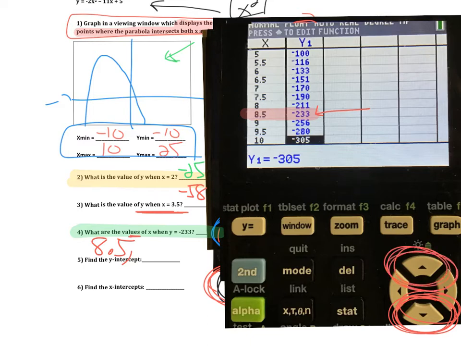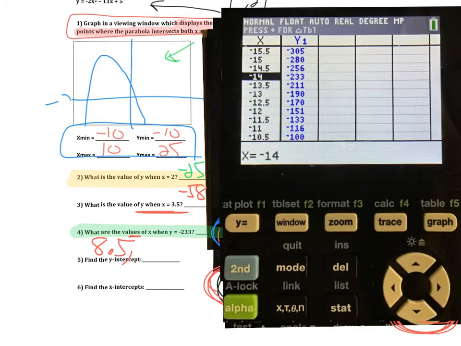Now I'm going to press up because the numbers are getting smaller again, but I have to make sure that my cursor is in the x column before I press up. And I kept pressing up until I see again y is negative 233 when x is negative 14. So the 2 values of x when y is negative 233 are 8.5 and negative 14.